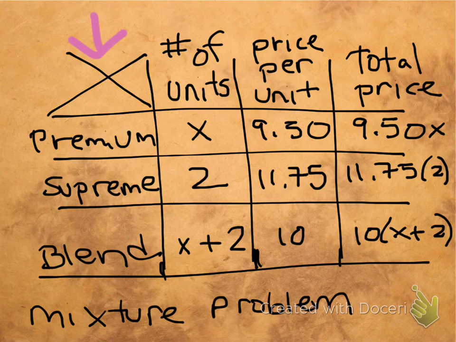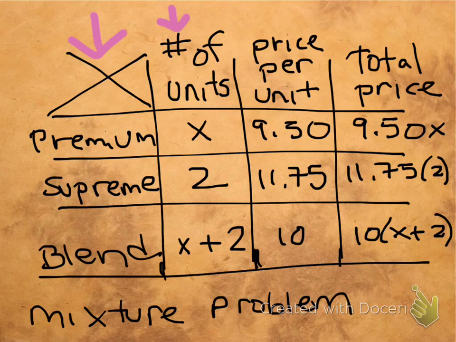Then you have another column, and this is always going to be the same type of setup, where you put the number of units. There are 2 pounds of supreme that we know of, but we don't know how many pounds of premium. The blend is going to be the combination of the premium and the supreme, so that's x plus 2.